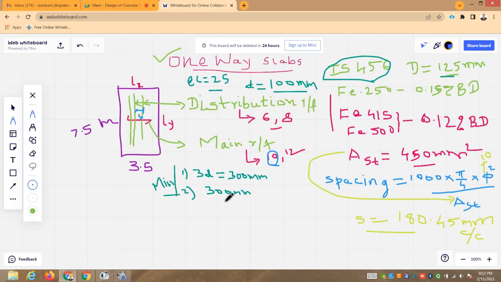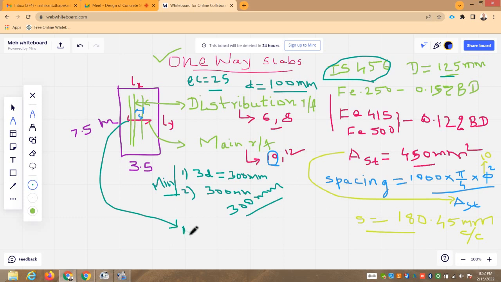So 300 millimeters you have chosen the spacing. As per the IS code of practice, you cannot provide more than 300, right? Now your spacing is 180, so it's good. You try to provide in the multiple of 5 or 25. That is, you provide now 10 mm dia bars. This main reinforcement I am talking about.